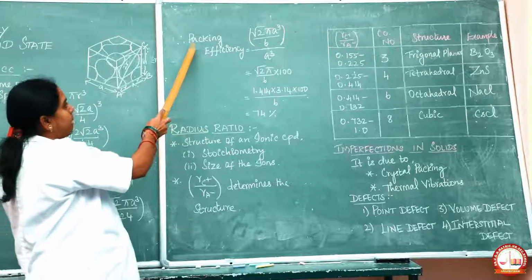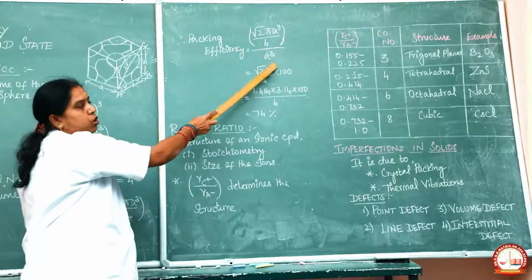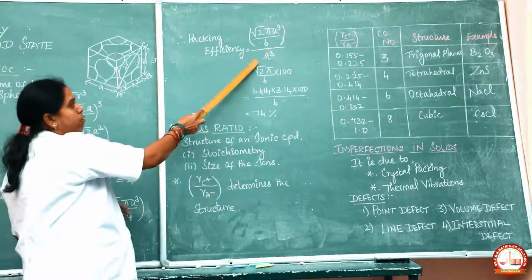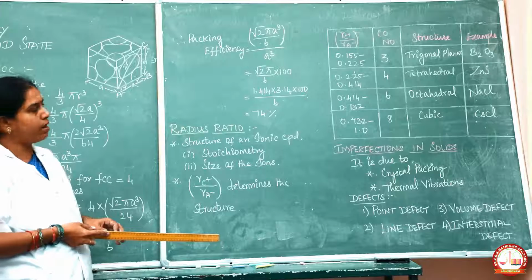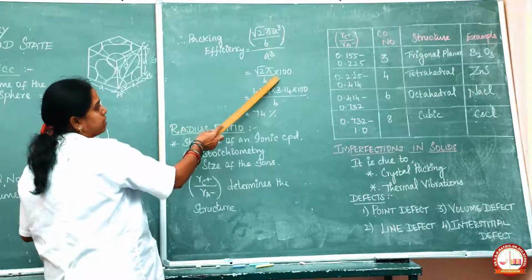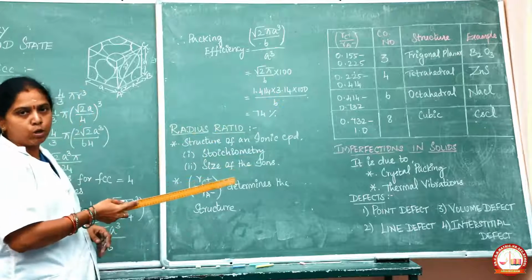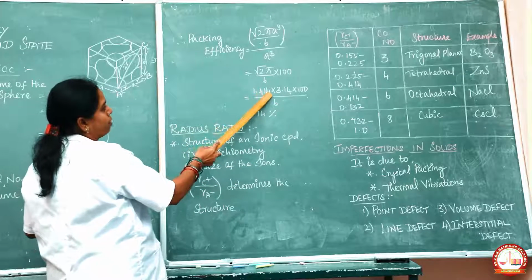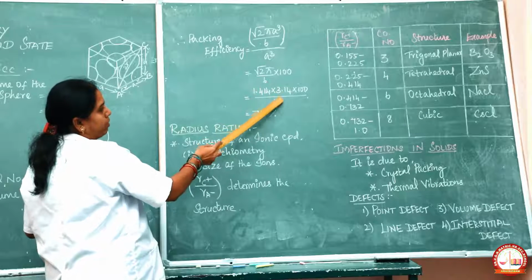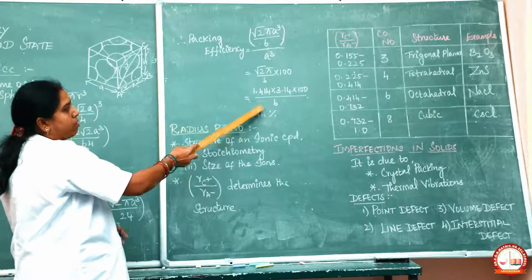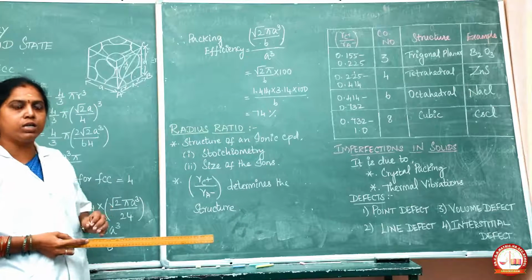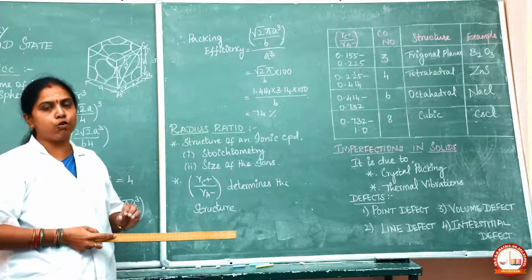So finally the packing efficiency can be taken as the ratio of the total volume we have calculated for all these spheres to the volume of the unit cell whose edge length is a. This on further simplification gives root 2 pi by 6 into 100. We know the value of root 2 is 1.414, and pi is 3.14, divided by 6, everything into 100. This gives you 74%. So the packing efficiency for FCC is 74%.